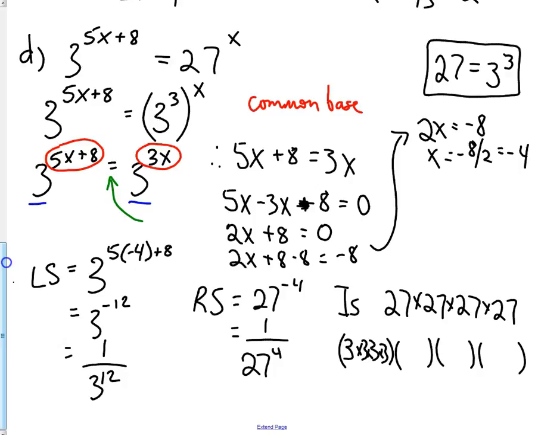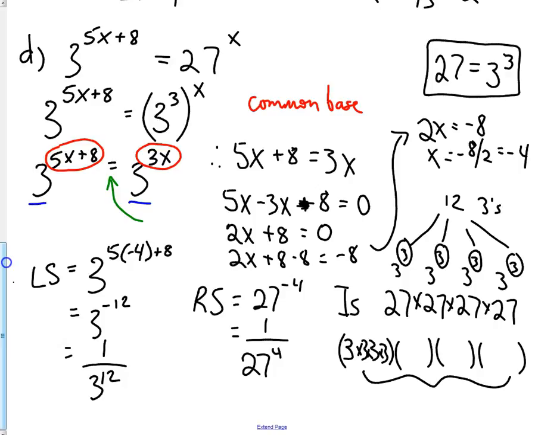Well, I've got 3 3s every time I write a 27, and when I have 4 of them, I'll obviously have 3 and 6 and 9 and 12 3s. Okay, so I'm going to have 12 3s multiplied, and here I'm also going to have 12 3s. So that would tell me that they're equal. I don't really need to use a calculator to verify what those numbers are. I can check it just by understanding repeated multiplication.